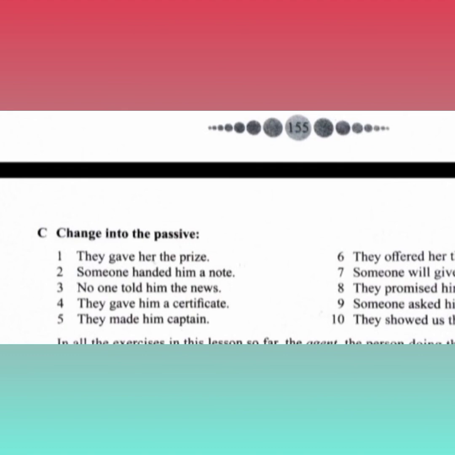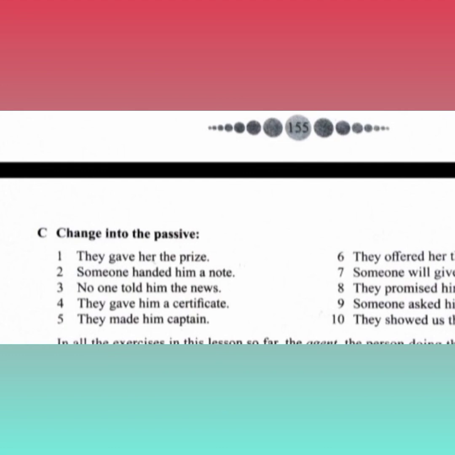Second one, "someone handed him a note." And children, for the first one you can also write: "they gave her the prize," "she was given the prize," or "the prize was given to her." You can use both ways. Like this you have to do all the exercise. Second one also, "someone handed him a note." So "he was handed a note," or "a note was handed to him." Like this you do all the questions of this exercise. You can use any of the two ways, because two objects are there.